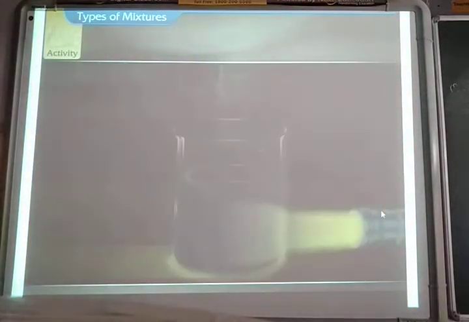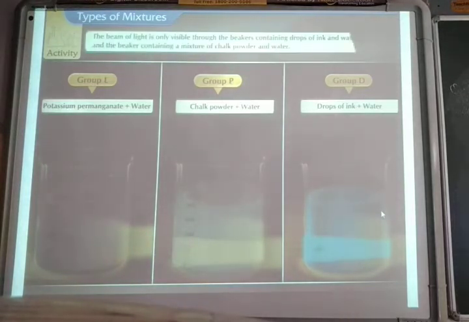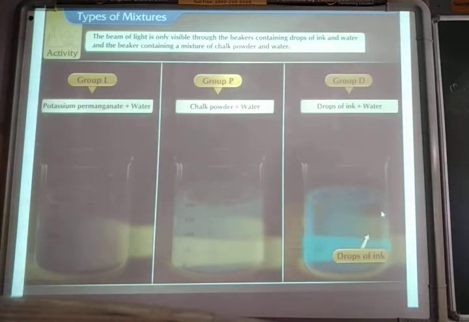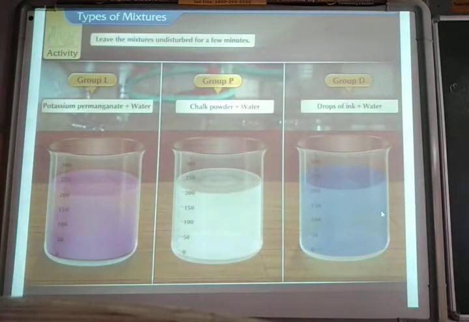Now, direct a beam of light from a torch through the beakers containing the mixtures. Is the path of the beam of light visible through all the beakers? The beam of light is only visible through the beaker containing drops of ink and water and the beaker containing a mixture of chalk powder and water. Leave the mixtures undisturbed for a few minutes.